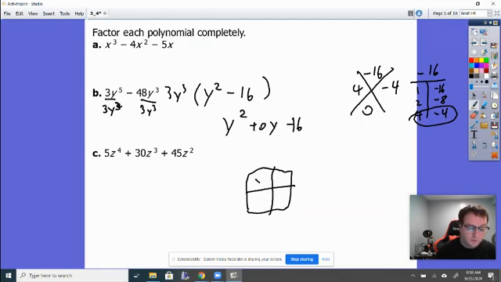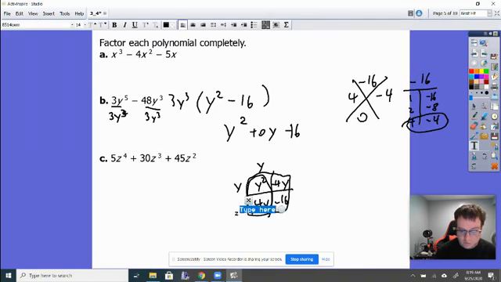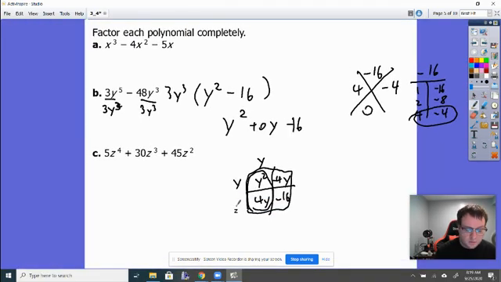Taking the front term, y squared, -16, 4, with a y this time instead of an x, and then 4, negative, with a y, circle. What can I take out of both of these? A y, y. What times y gives me 4y? It's going to be 4. What times y gives me -4y?